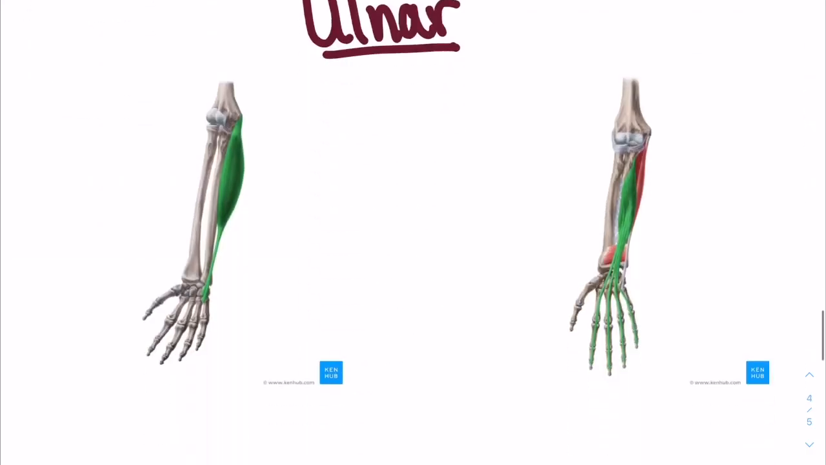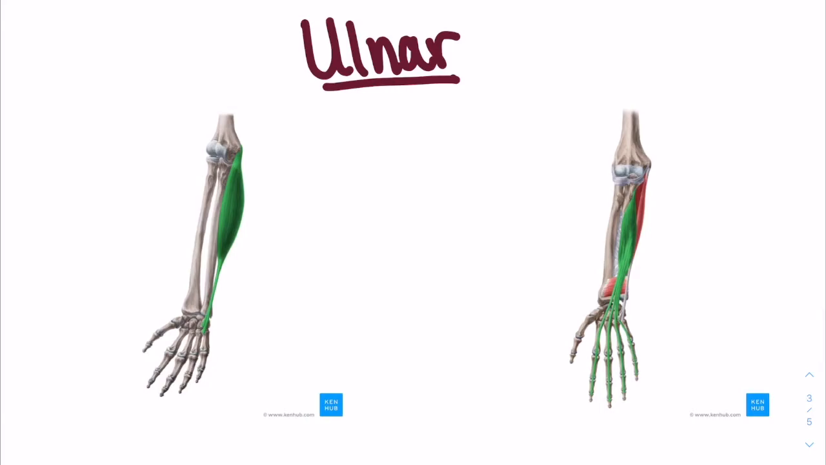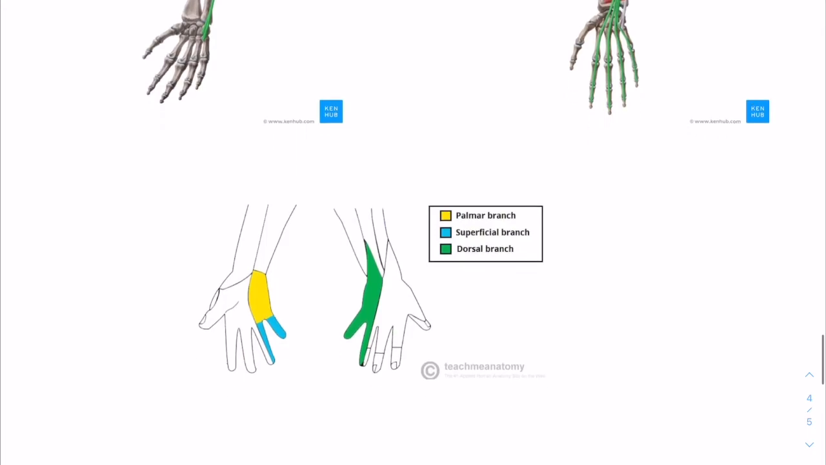Lastly, we have the ulnar nerve, which is C7 through T1. Its innervation is the flexor carpi ulnaris and part of the flexor digitorum profundus, as well as most of the intrinsic muscles of the hand. Its sensory innervation is to the ulnar part of the anterior and posterior hand, and a deficit here could cause weakness and flexion of hand at the wrist and loss of flexion at the ulnar half of the digits.